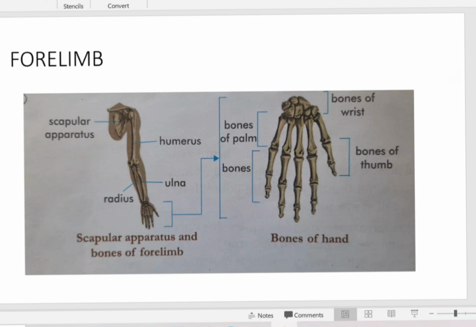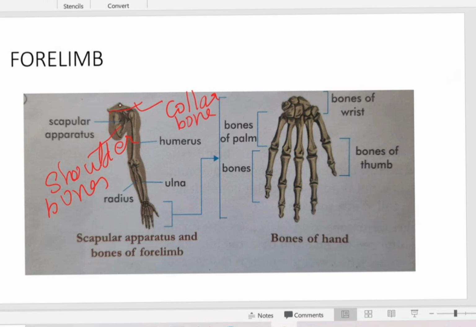So you can see the structure of forelimbs. Here I have shown you the arm part. So what is this one? Your hand is connected to the shoulder part. This is the scapular apparatus. This is called the shoulder bones. Here you can see one long bone. This is your collarbone.